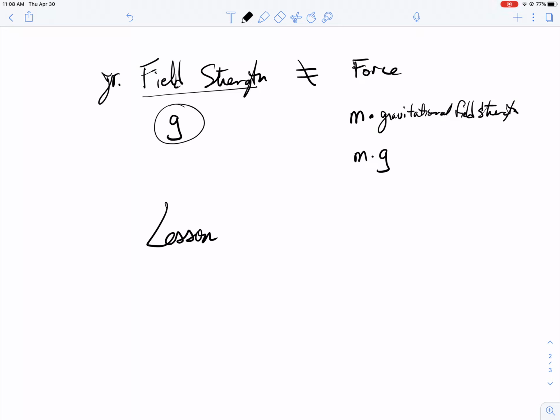All right, well, do some problems. The project will be based on lessons 21, 22, and 23. We'll do lesson 23 and the elliptical orbits of planets next week.